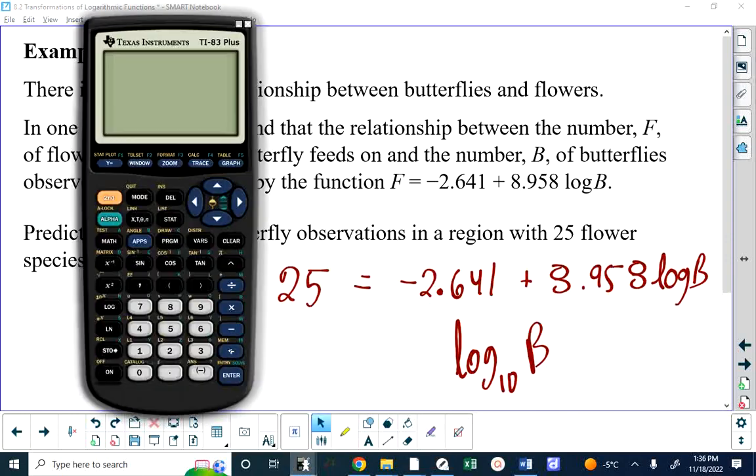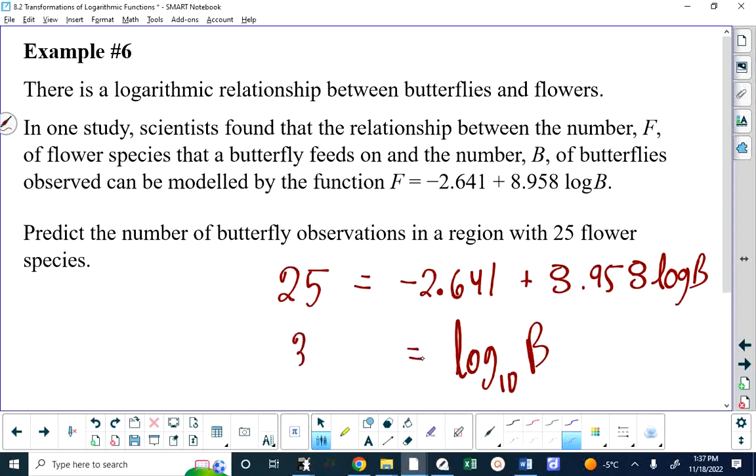25 plus 2.641, divided by the 8.958. So I'm getting 3.085 equals log base 10 of B. And again, 10 raised to that number will give you B.